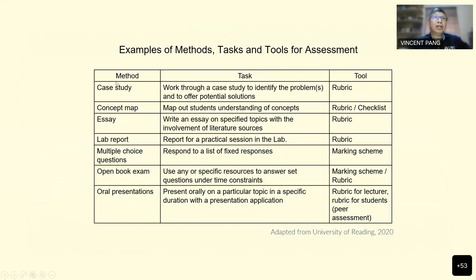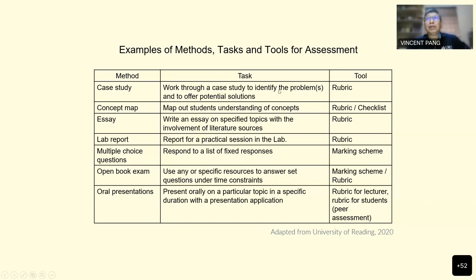When you talk about method, you should be talking about things like case study, concept map, lab report, multiple choice question, open book exam, oral presentation, and so on. Then the task is the work of doing, work of delivering, or work of performing the method. Example for case study, the task is work through a case study to identify problems and to offer potential solutions. So task is about what the students are doing through the assessment method.